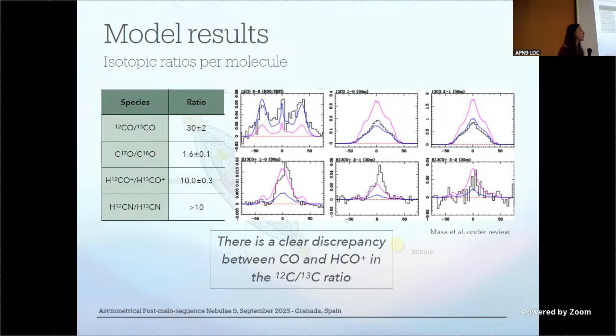So in the end, we conclude that we were tracing isotopic ratios by regions because the HCO+ was tracing the inner parts, the inner structures that were only around the main axis, whereas CO is tracing the more outer, colder part of the nebula.